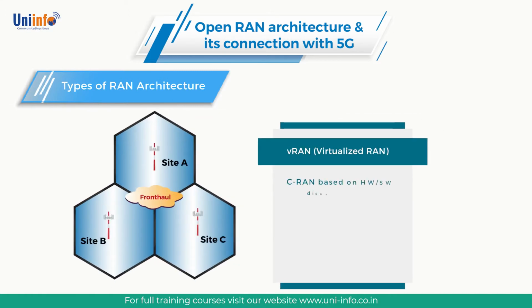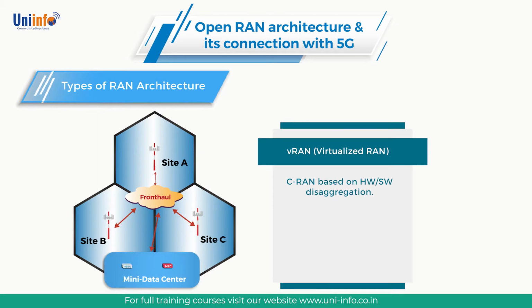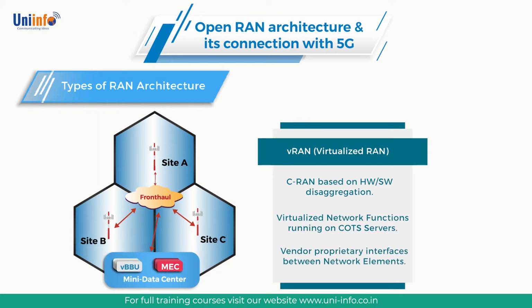Third, VRAN, also called Virtualized RAN or Centralized RAN. VRAN decouples the software from hardware by virtualizing network functions. VRAN and CRAN are very similar. The only difference is that CRAN uses proprietary hardware while VRAN deploys on top of COTS servers.